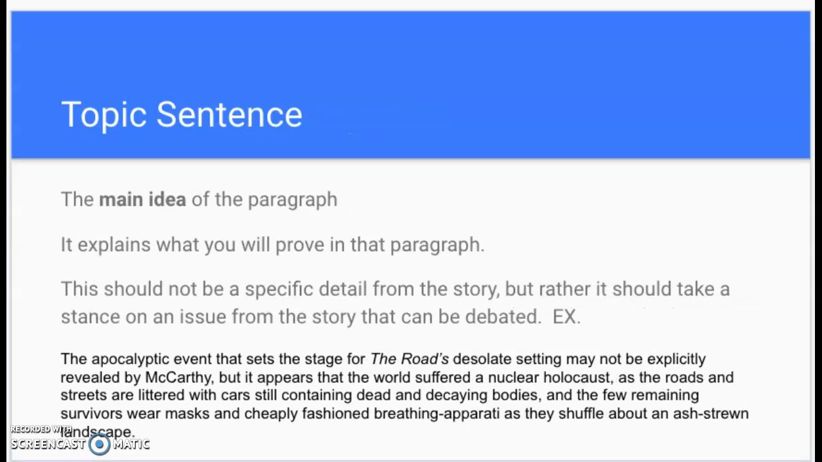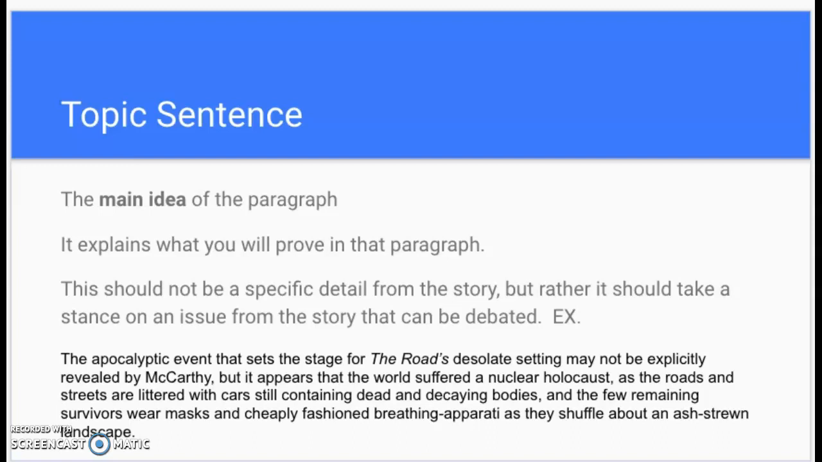Your topic sentence is the main idea of the paragraph. It is going to support the central claim that you gave in your introductory paragraph. So think of it almost like a mini claim or a subclaim. It supports your central claim, but it's still going to prove a point within this body paragraph. Again, the topic sentence explains what you will prove in this paragraph. It's not a specific detail from the story, but rather it should take a stance on an issue from the story that can then be debated.